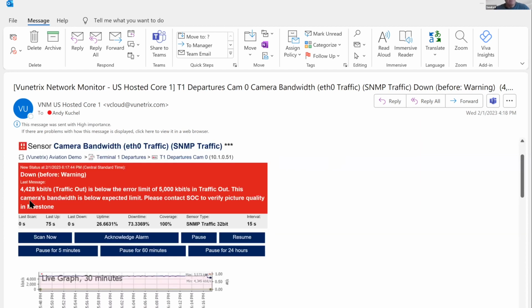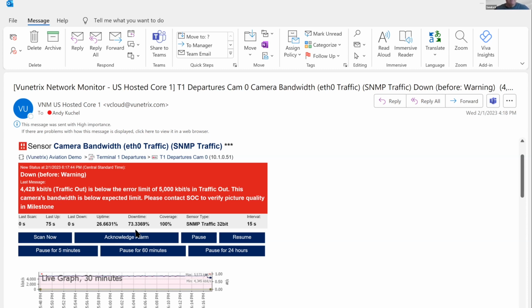I get to include information here. So it tells me what the problem is. We're below the limit of 5,000 kilobits in the traffic out. And then we can write in what we'd like to notify. So this is what I wrote: This camera's bandwidth is below the expected limit. Please contact the SOC to verify picture quality and the milestone system. So you can write in anything you want that allows them, functionally, to know what they should be doing.